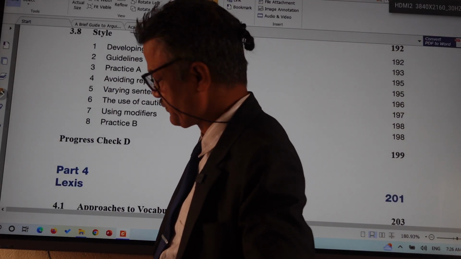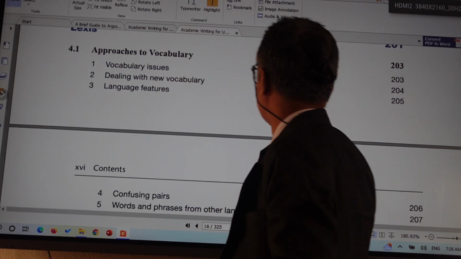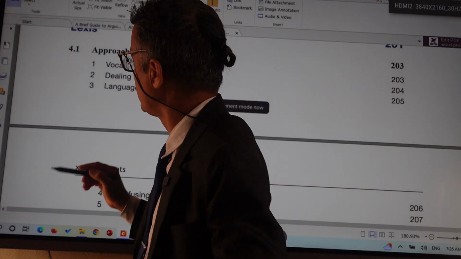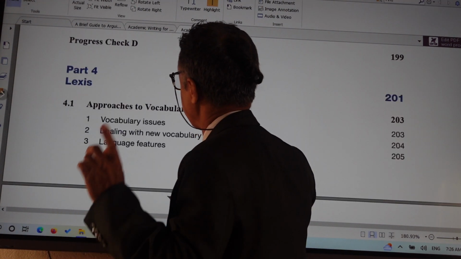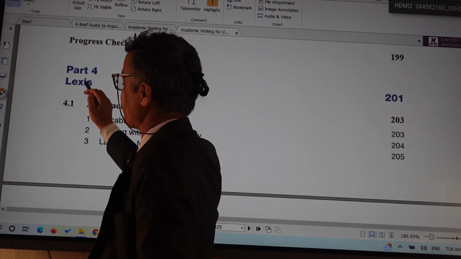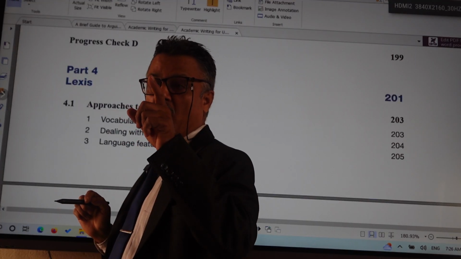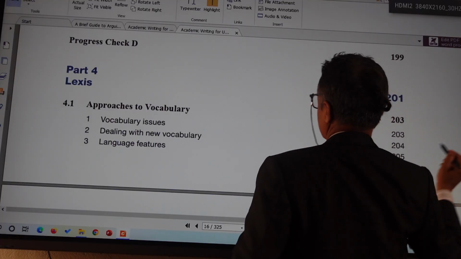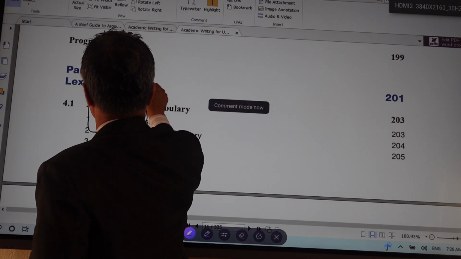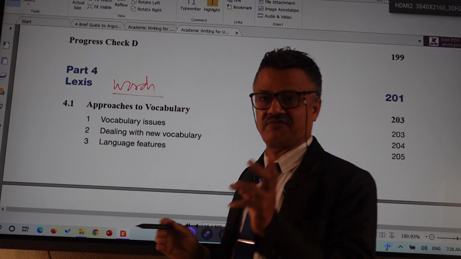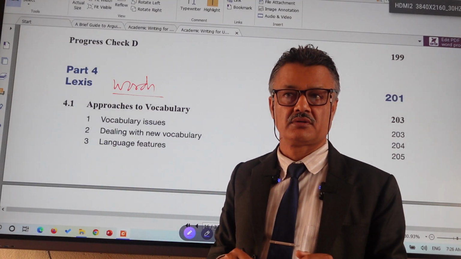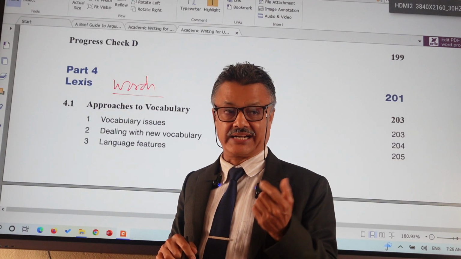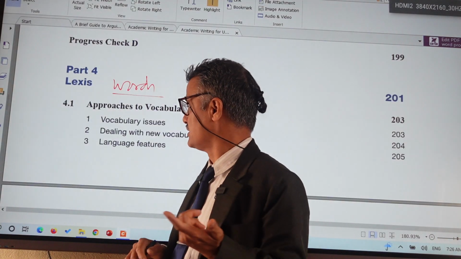Then part 4. Academic writing uses, look here, lexis. See, this is an academic vocabulary. In common parlance, we'll say words. Words is a vocabulary in day-to-day language, whereas lexis is a very formal vocabulary. Technical term, academic vocabulary, right?